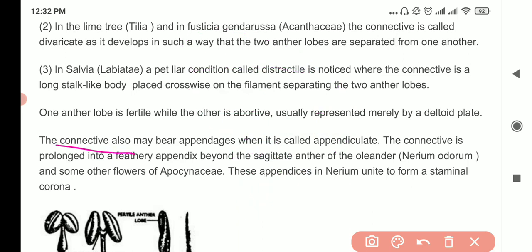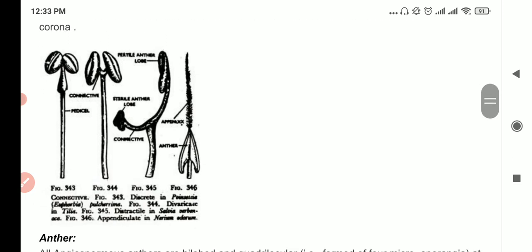The connective may have some accessory parts, and it's called appendiculate. Okay, it may have some appendages, when it's called appendiculate. It is prolonged into a feathery appendix beyond the sagittate anther of oleander, and the appendages of Nymphaea, this is your water lily, unite to form a staminal corona. Corona is crown. Remember, when we did the types of flower, corona means crown.